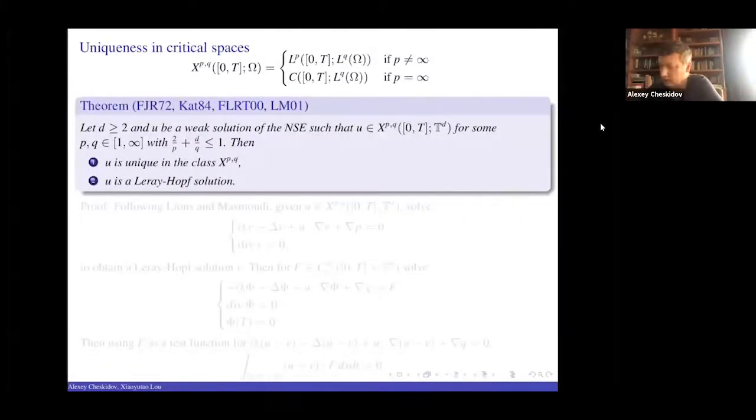If we summarize all these results, then we can do it in the following way. So let's define X_{p,q} to be the critical Prodi-Serrin space. When p is not infinity, it's going to be L^p L^q. When p is infinity, it's going to be C, continuous in time with values in L^q. And then the results can be summarized in the following way. Let d be the dimension larger than or equal to 2.